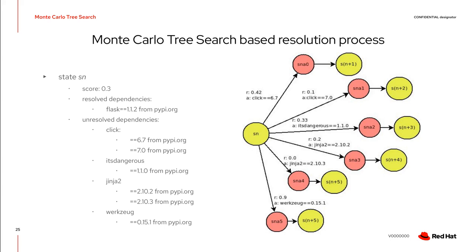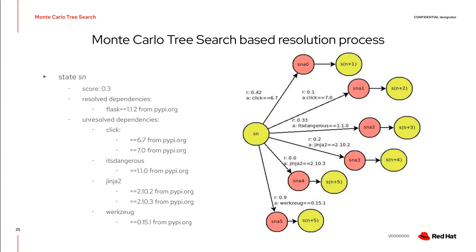That's up to the predictor, which will tell the resolver which version to use. So we have this state Sn, resolved dependencies, unresolved dependencies, and we also have a score that corresponds to this state. In this case, as programmers, we want to maximize this score. If we were mathematicians, we would probably minimize that score, but we want to maximize it.